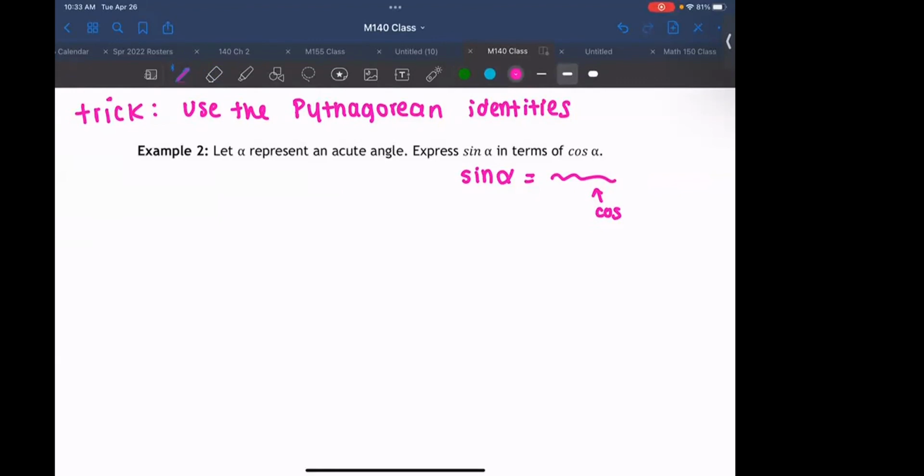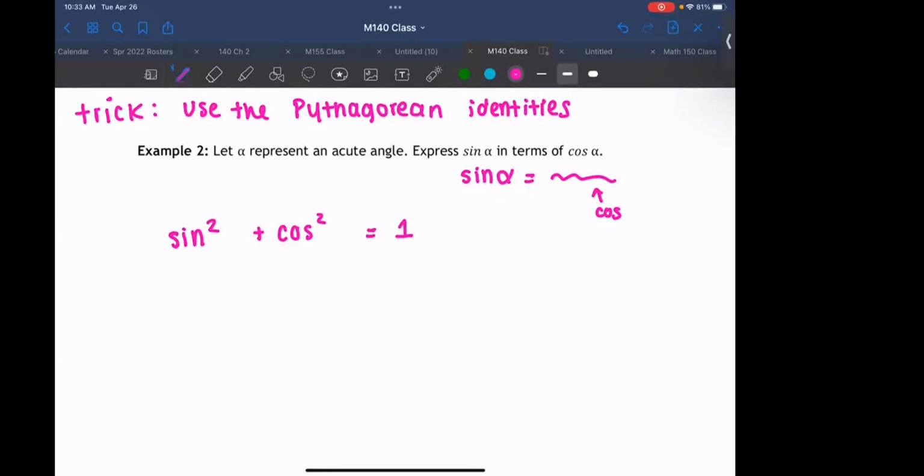Let's take a look at the Pythagorean ones. The first one says that sine squared of theta plus cosine squared of theta equals 1. Okay, so I'm just looking at things that use sine and cosine.